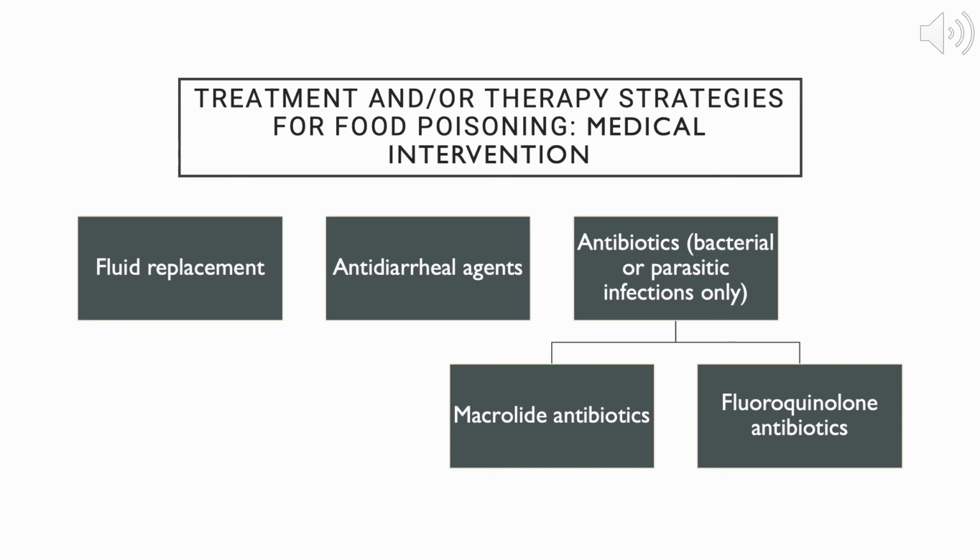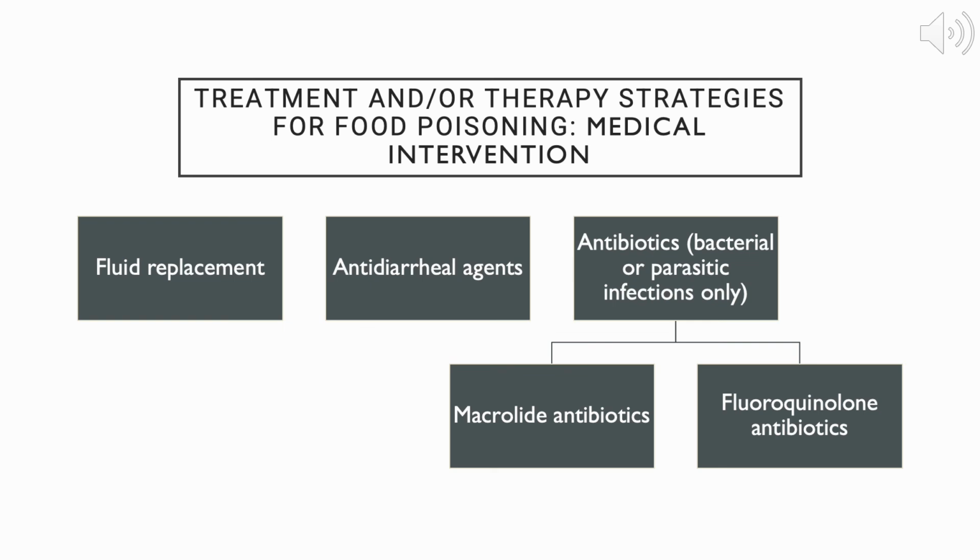Medical intervention. Medical intervention for food poisoning consists of fluid replacement. This helps to combat the dehydration. Dehydration is one of the main symptoms with food poisoning. Antidiarrheal agents also help with that fluid replacement, helps with the dehydration.